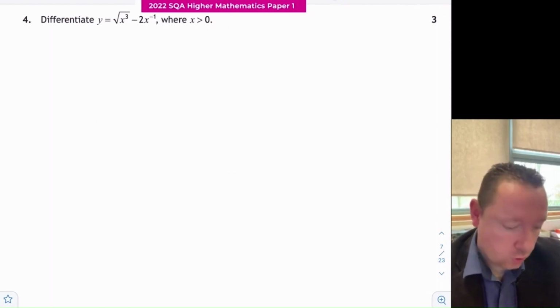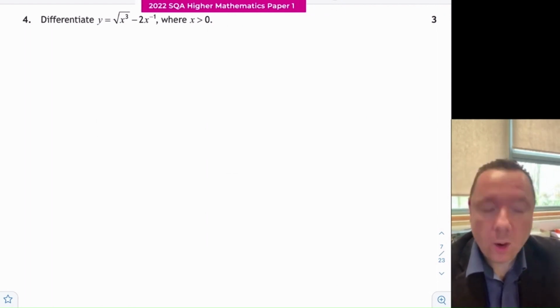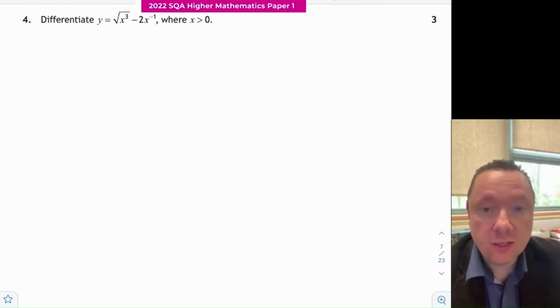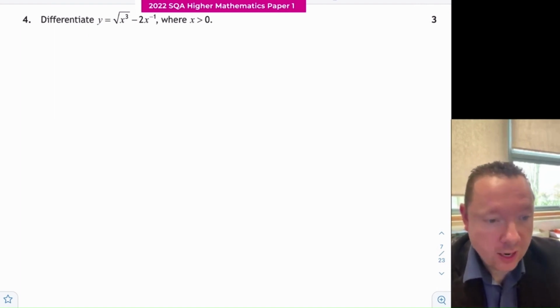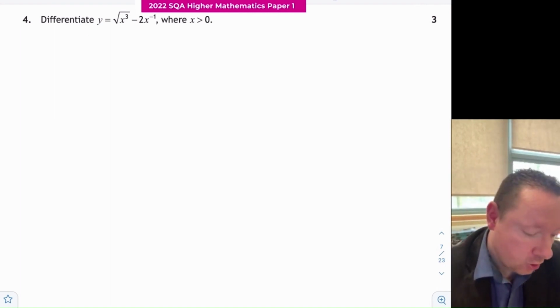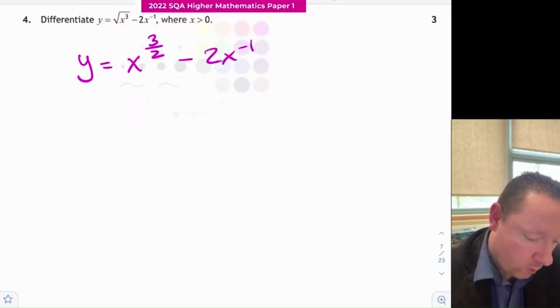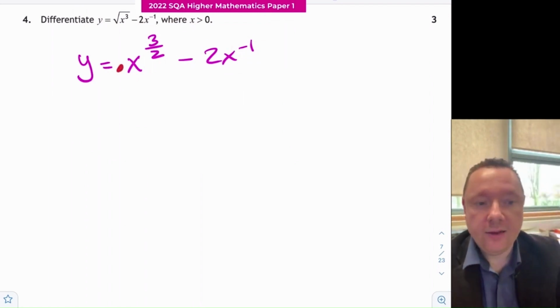2022 Higher Maths, Paper 1, Question 4. y equals the square root of x cubed minus 2x to the power minus 1, where x is greater than 0. We have to differentiate this expression, so let's get ahead and do that. So our first step, or our first mark, is to rewrite the square root of x cubed as x to the 3 halves. And we've still got minus 2x to the minus 1. If we've written that, we get a mark there for this x to the power 3 halves.